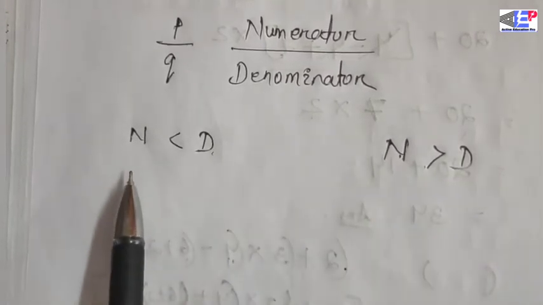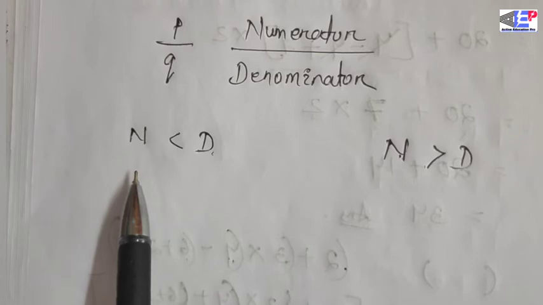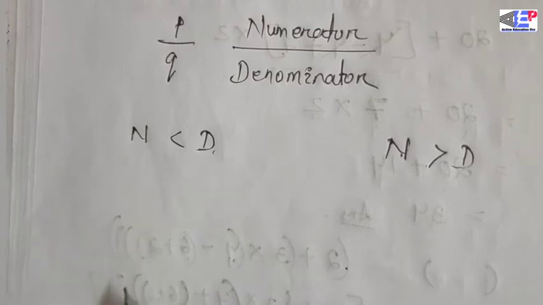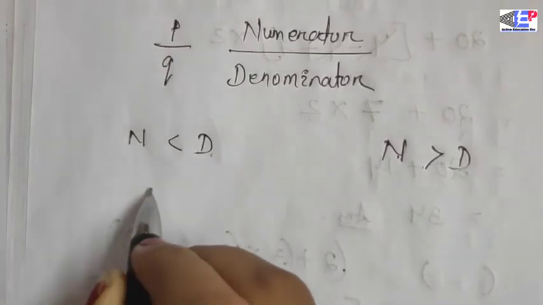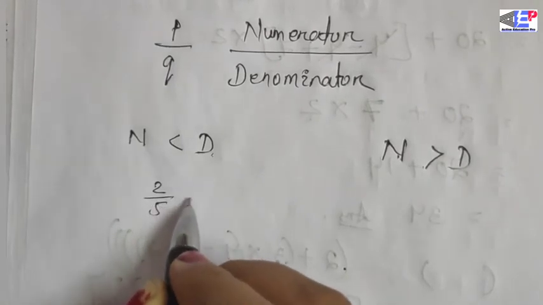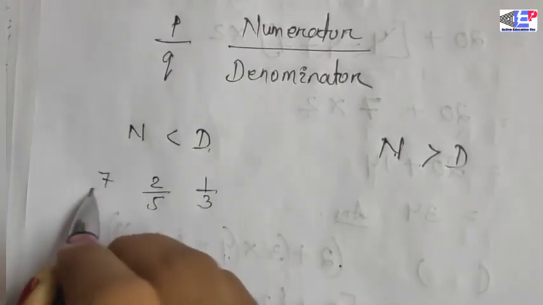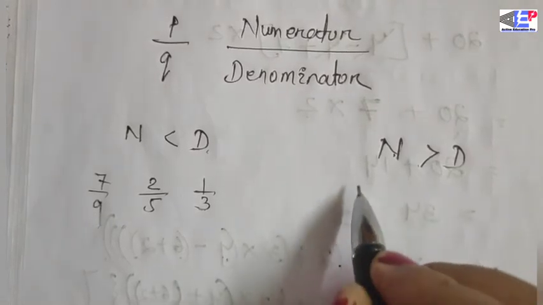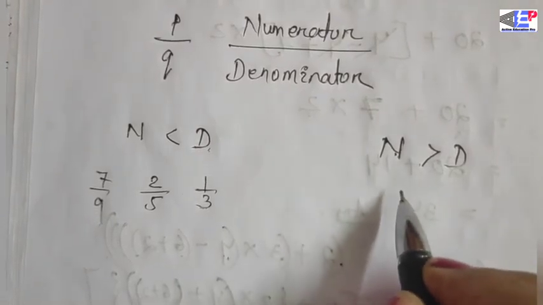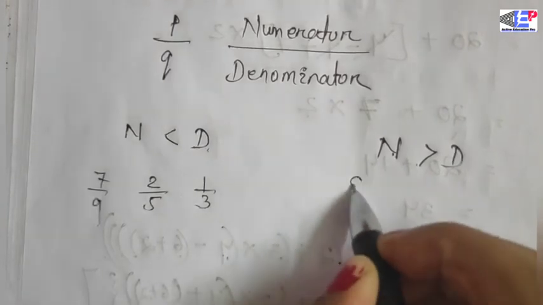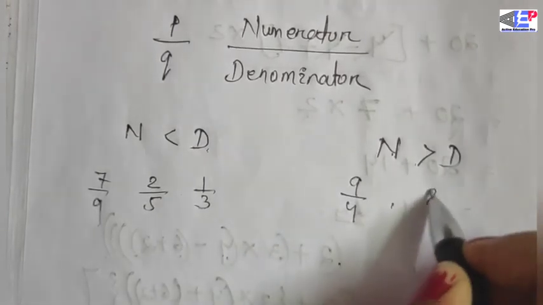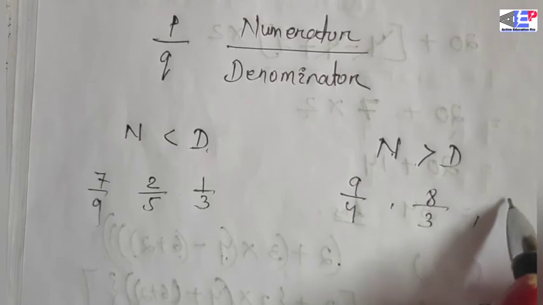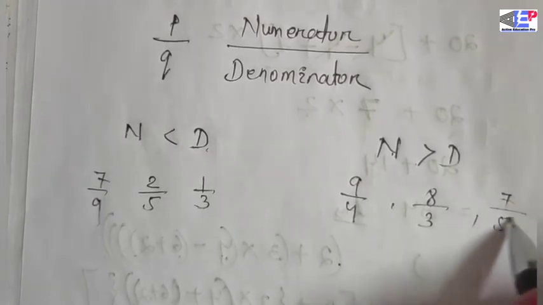In the first type, you know very well, it is known as proper fraction, means numerator is small and denominator is greater than the numerator. 2 by 5, 1 by 3, 7 by 9, they are proper fractions. It is one type of rational numbers. And another is where numerator is greater than the denominator, means 9 by 4, 8 by 3, 7 by 5.